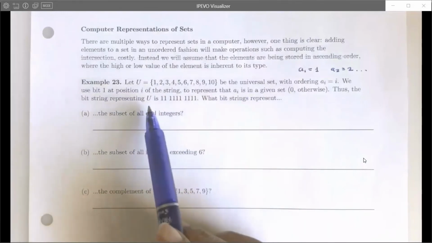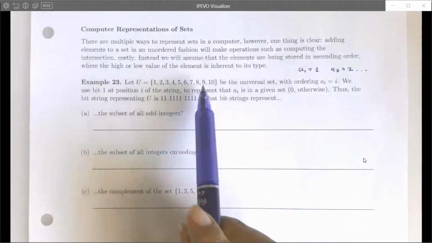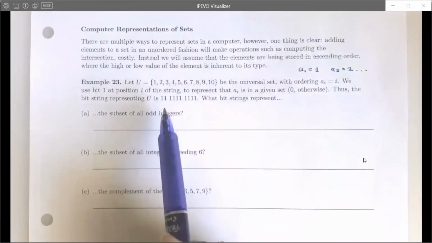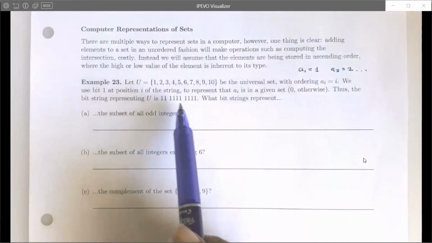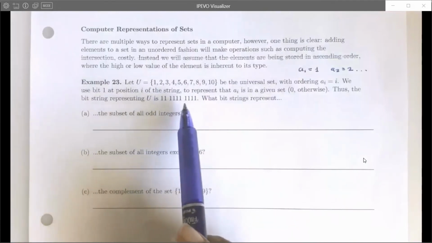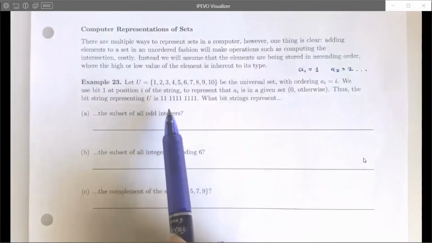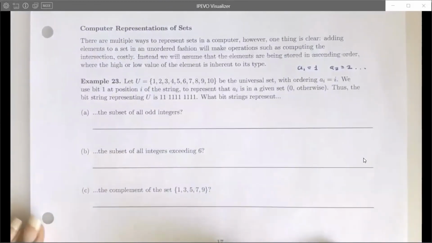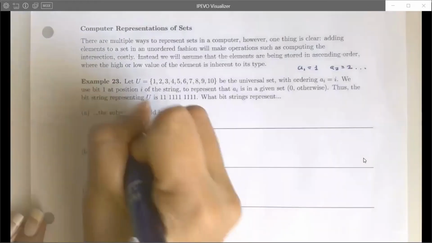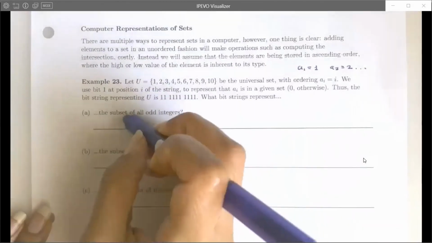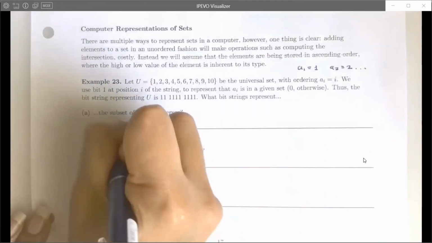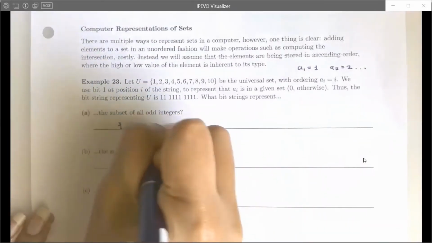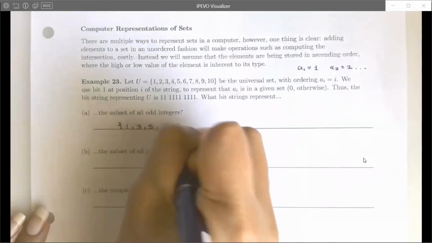So if we want to represent the elements of the universal set U using a bit string, we would simply have 10 ones to represent that the integers 1 through 10 are present in that set. So with that representation, what bit string is going to represent the subset of all odd integers? Well, let's see. 1 is part of the set, right? So basically what we have is 1, 3, 5, 7, and 9.